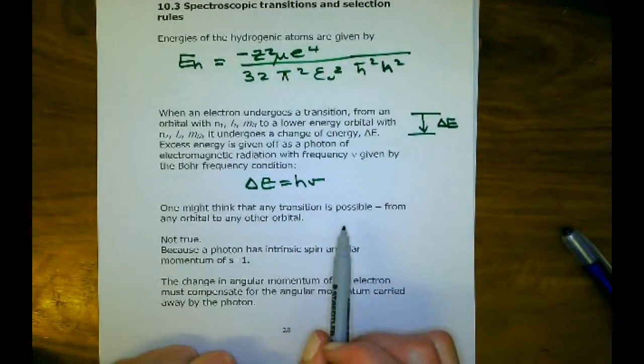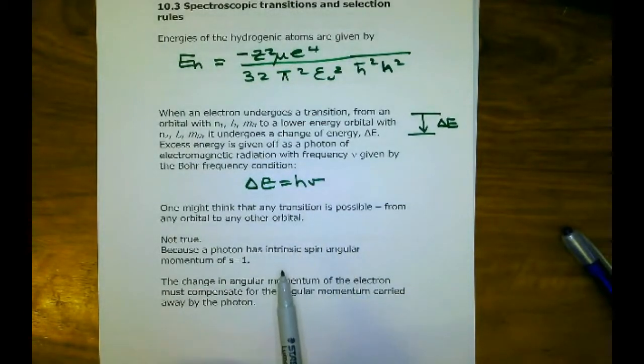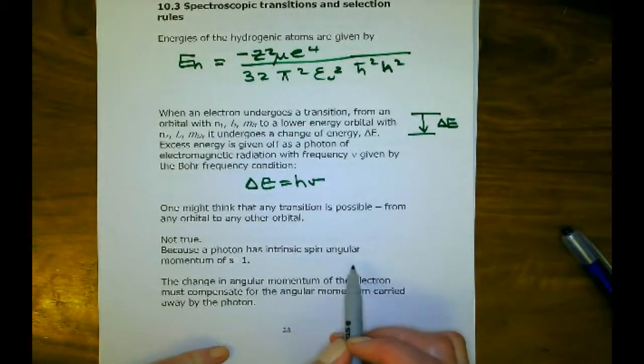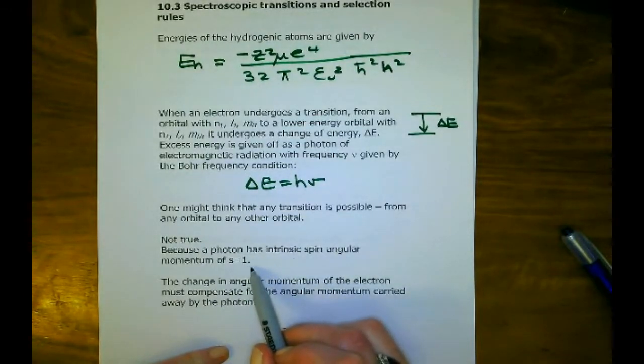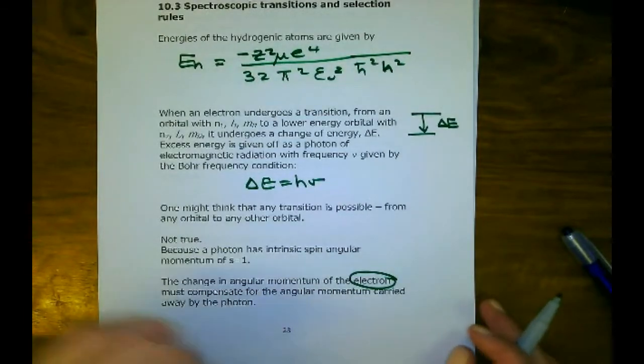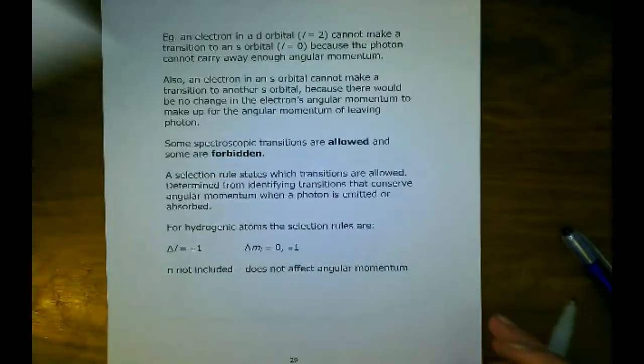Now one might think that any type of transition is possible from any orbital to any other orbital, but this is not true. A photon has an intrinsic spin angular momentum of 1, so S is equal to 1 for a photon. We've said this before. And the change in angular momentum of the electron must compensate for the angular momentum carried away by the photon. So this has to be taken into account when we consider the transitions that are possible.